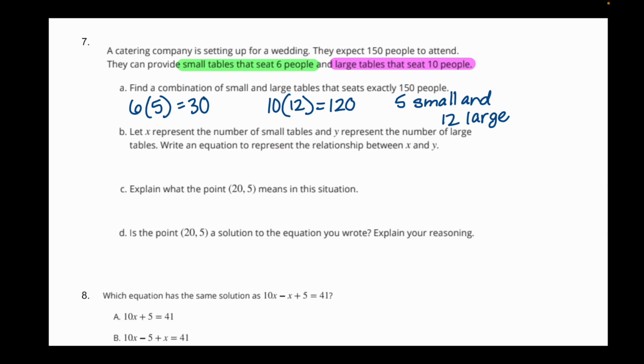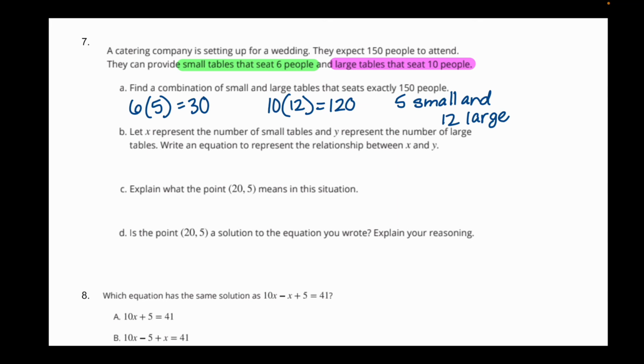This is not the only combination, but it's one of them. You could do a couple other ones. Another one that works, if you check on the solutions paper, is 10 small tables and 9 large tables. So you could do 60 and 90, but I just like this one, mostly large tables and then a couple small ones. So for part B, sorry, I'm getting ahead of myself.